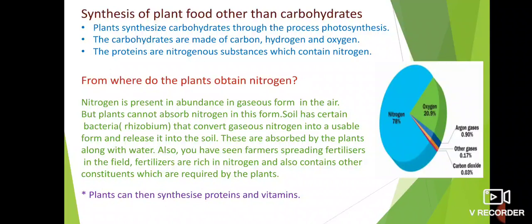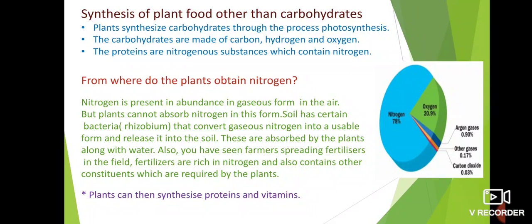Plants can then synthesize protein and vitamins. See, here third point, the proteins are nitrogenous substances which contain nitrogen. Means plants require this protein. That protein contains what? Nitrogen. When we provide nitrogen to the plant, it prepares proteins and vitamins.